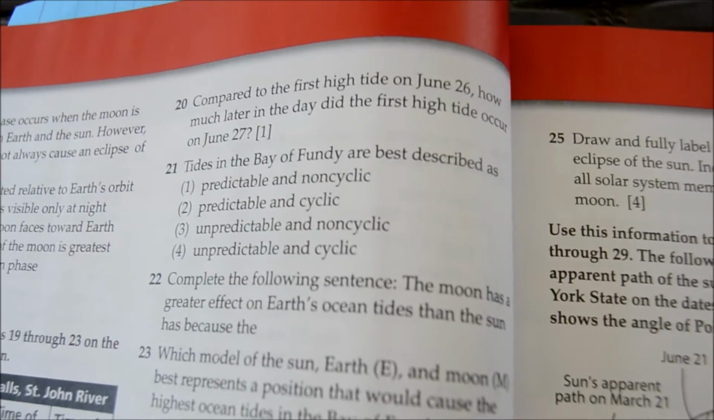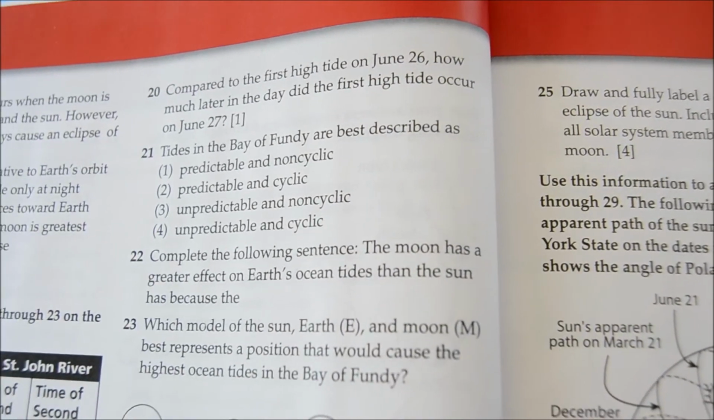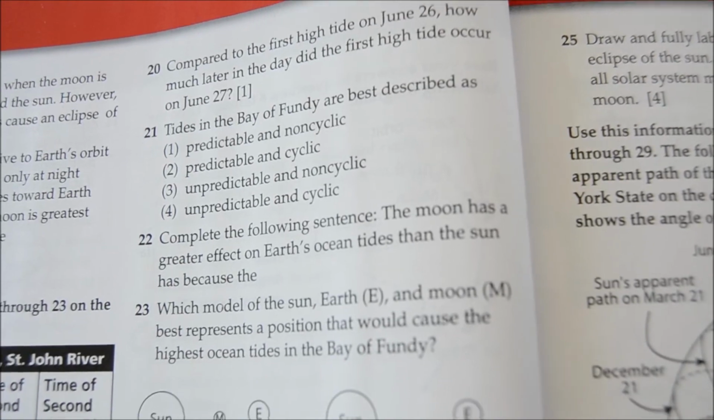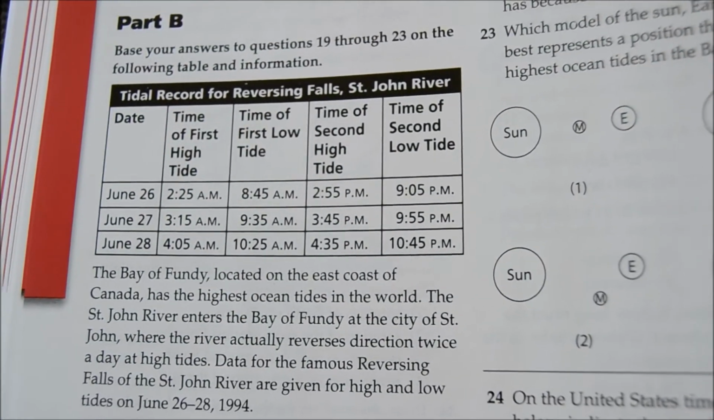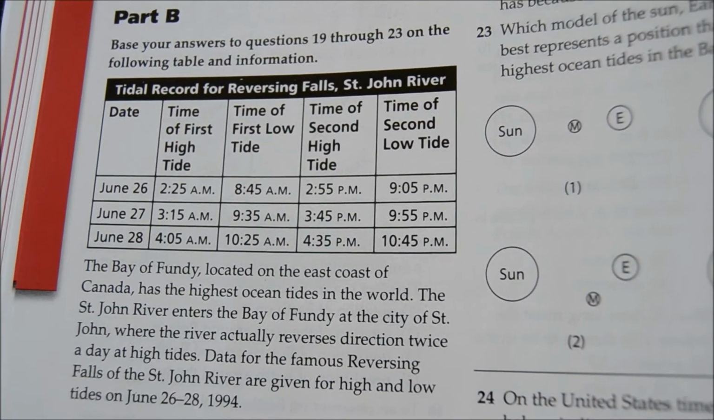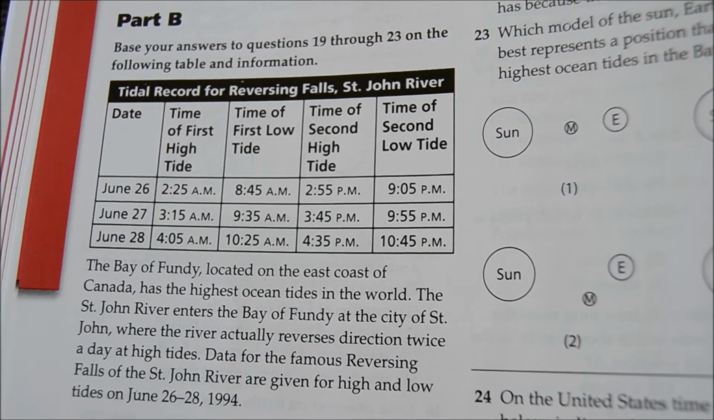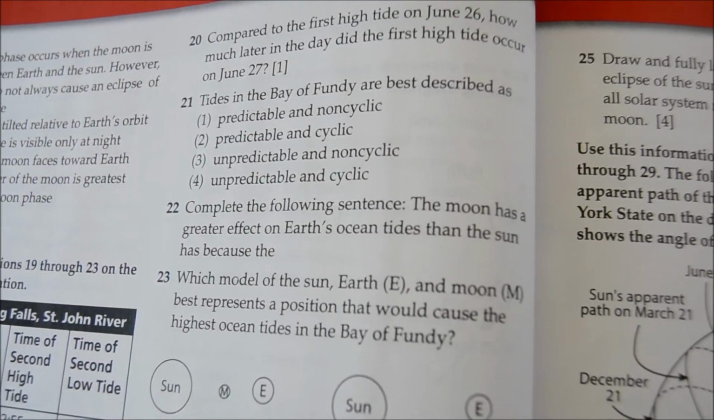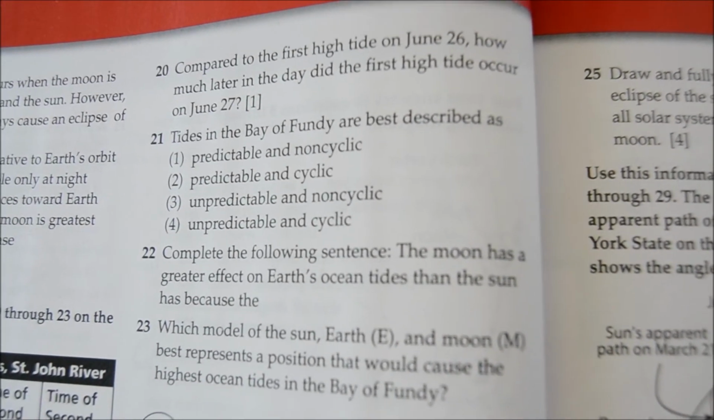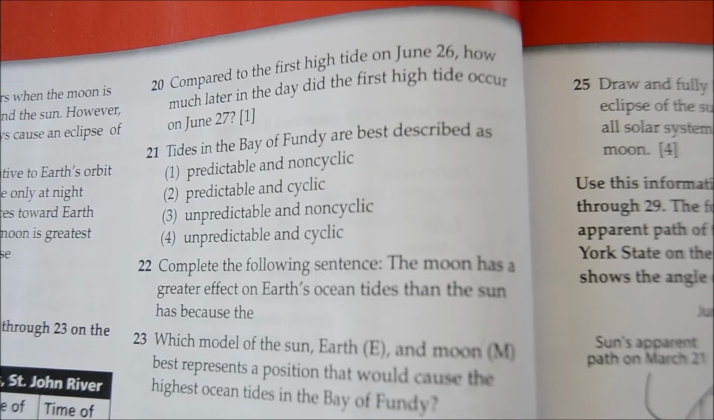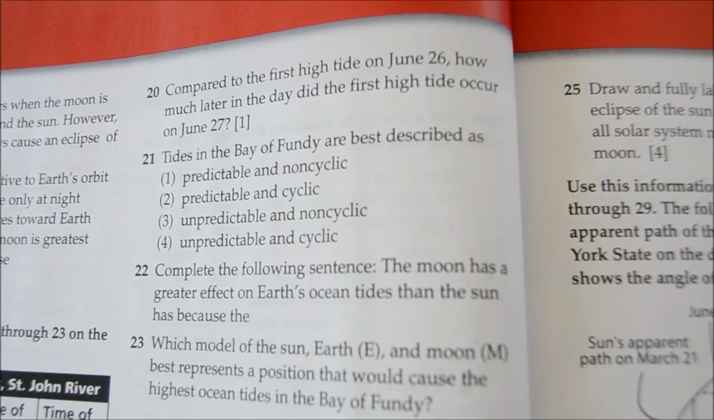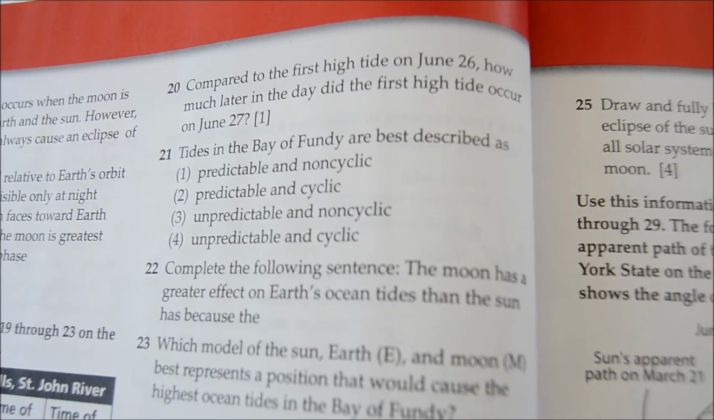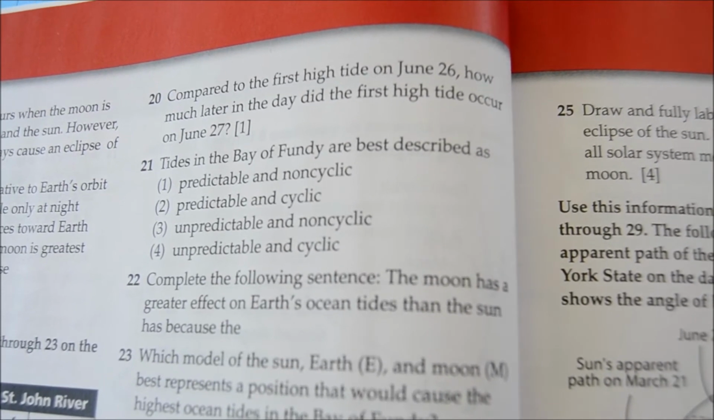Number 20. Compared to the first high tide on June 26th, how much later in the day did the first high tide occur on June 27th? So you got to do a little math there. I have 3:15 minus 2:25. It's going to give me 50 minutes. So my answer is 50 minutes. Number 21. Tides in the Bay of Fundy are best described as predictable and cyclic. That's why they actually put the times down, and you can go actually see that on your own.